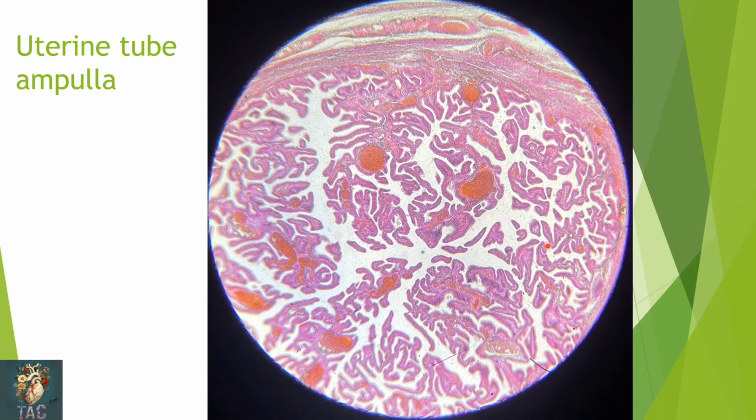Again a beautiful slide through the ampulla of the uterine tube. You can see the folding of the ampulla, the upfolding of the epithelium in the ampullary part, and then the outer muscular layer, and then the serosa.